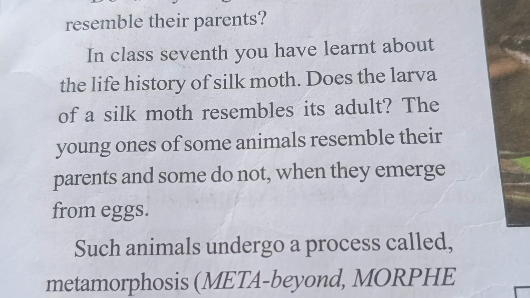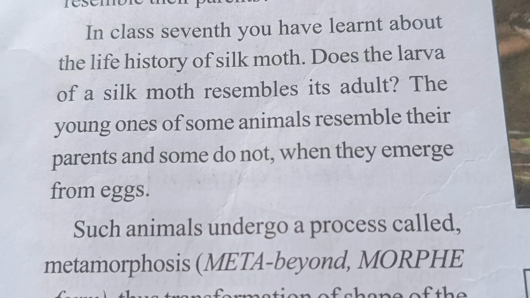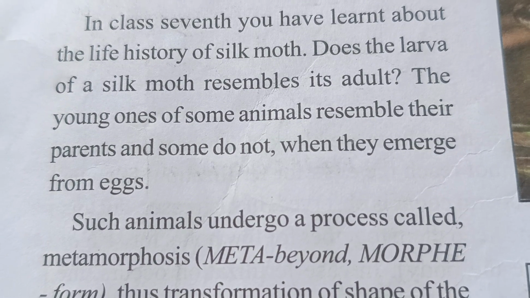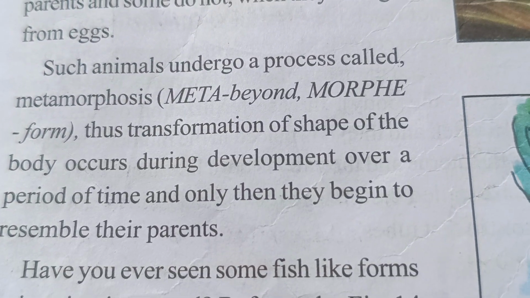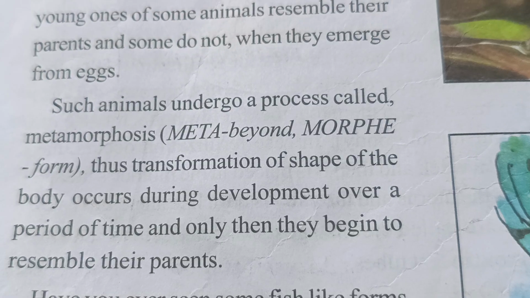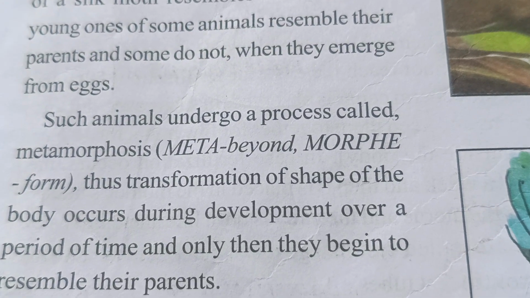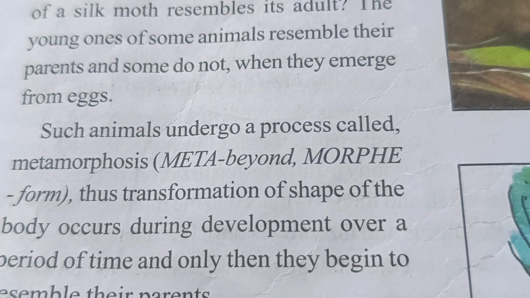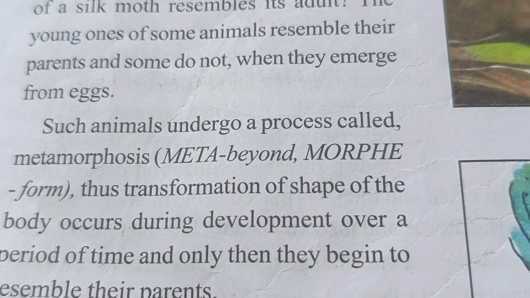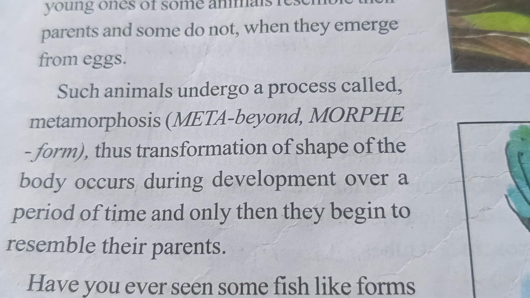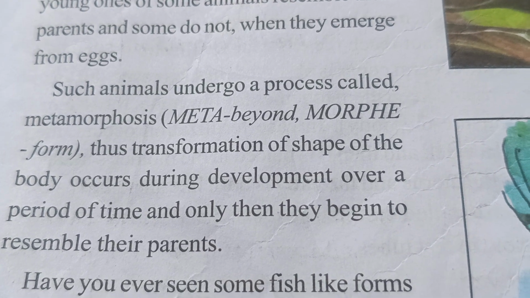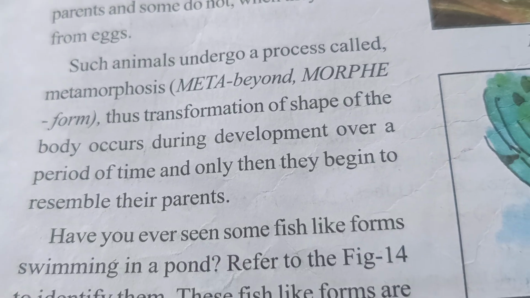The young ones of some animals resemble their parents and some do not. When they emerge from eggs, such animals undergo a process called metamorphosis. Meta means beyond, morphic means form. Thus the transformation of the shape of the body occurs during development over a period of time and only then they begin to resemble their parents.